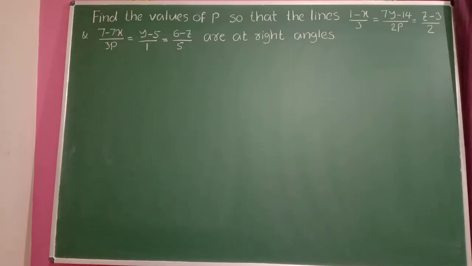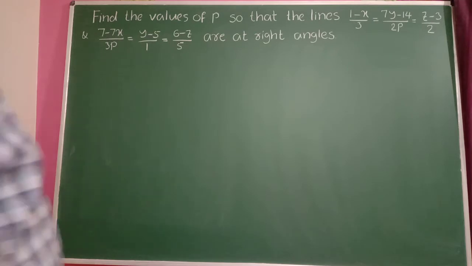So they are given two lines here, equations of lines, and they are at right angles to each other. They are perpendicular to each other. Then find the value of p here. Therefore, write the equation in the standard form here.